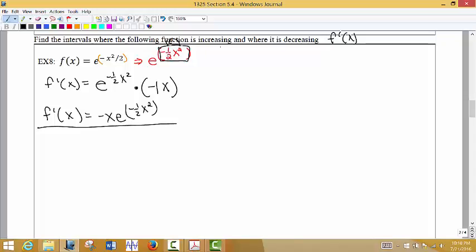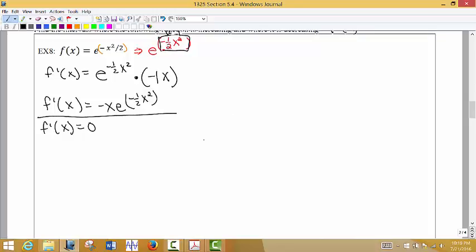Alright, so what's the next step for finding increasing and decreasing intervals? Well, we want to take that first derivative, remember, and set it equal to 0. Or we want to find out where it's undefined. So we'll talk about that a little bit more in just a second. First of all, let's find out where the first derivative equals 0. So let's do negative x times e to the negative 1/2 x squared power. We're going to set that whole thing equal to 0. Now we have two things multiplied together that is equal to 0. So I'm going to set the first factor equal to 0, and I'm going to set the second factor equal to 0.